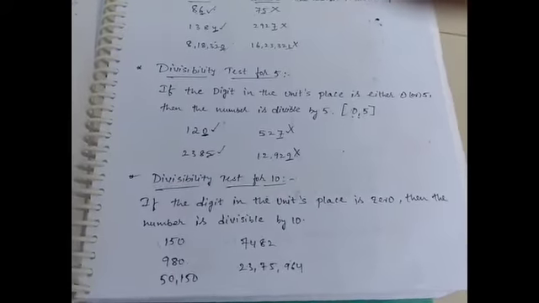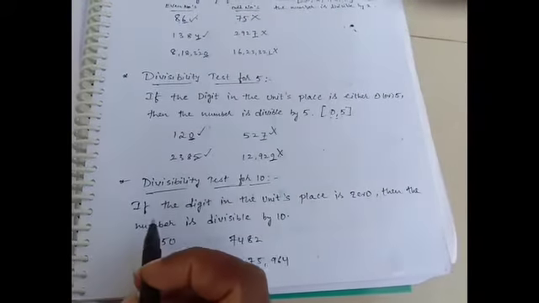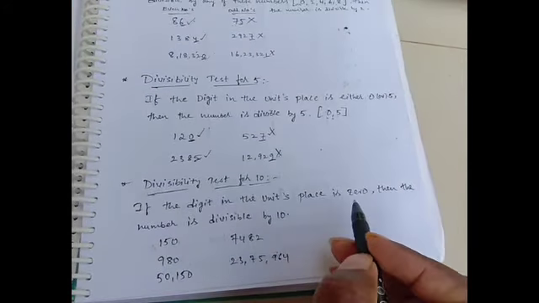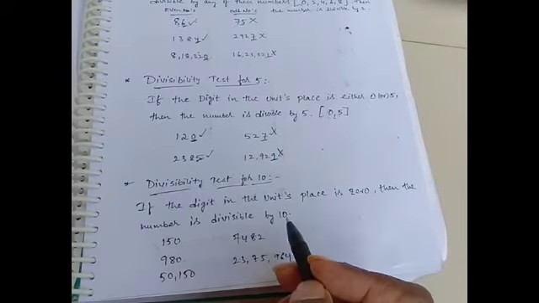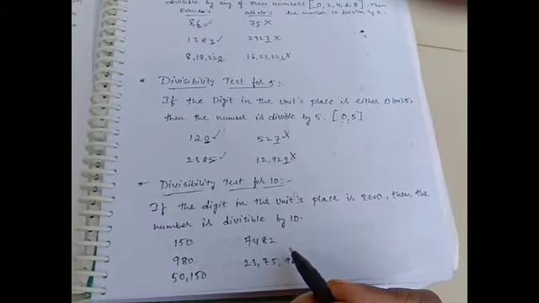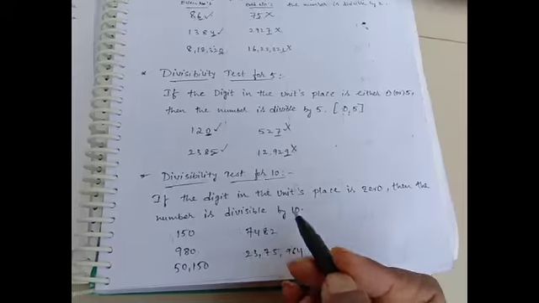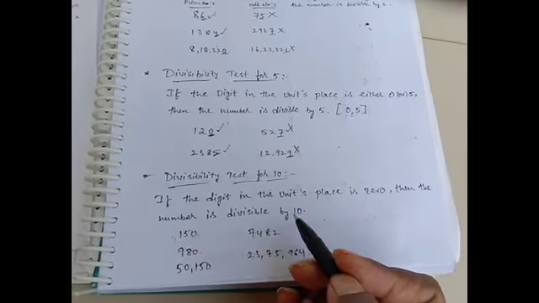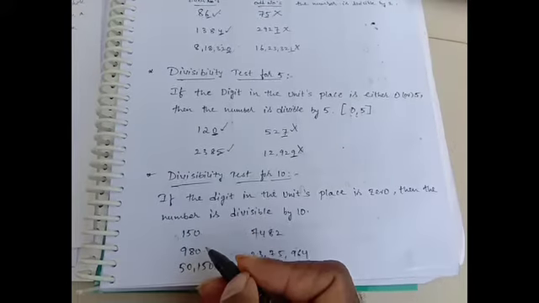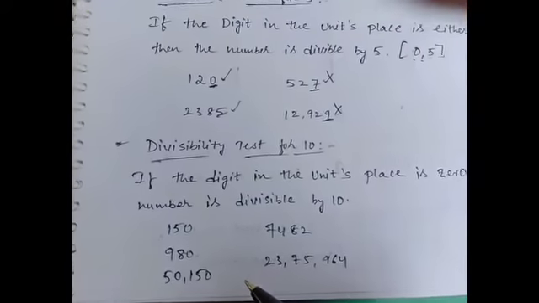Now let us check the divisibility test for the number 10. The rule is: if the digit in the units place is 0, then the number is divisible by 10. This means for the number which needs to be checked, if the unit digit of that number is 0, then we can simply say that number is divisible by 10. And if the unit digit does not contain 0, then you can say that number is not divisible by 10.